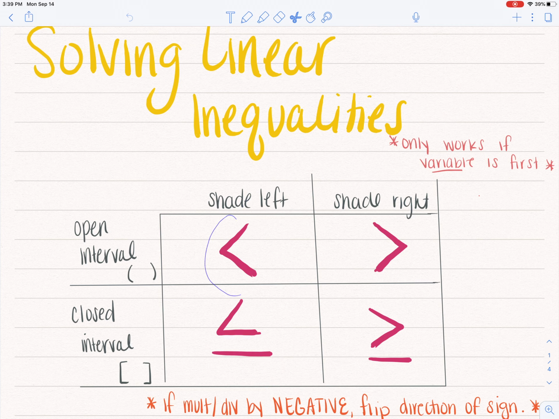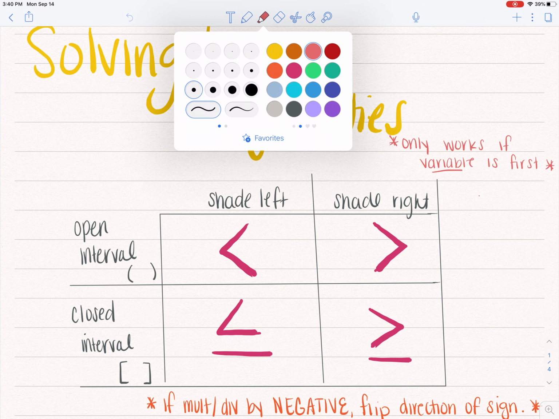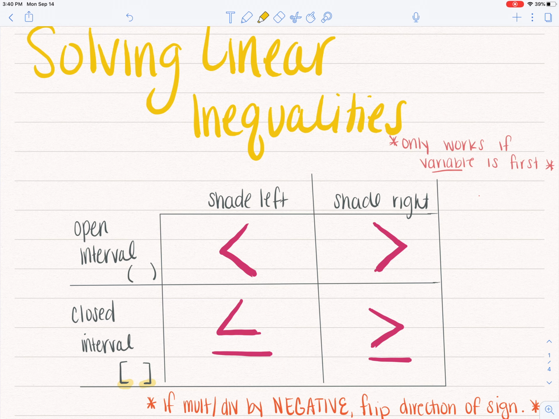If you have less than, you're going to shade left, and it's going to be a parenthesis. Same thing with less than or equal to, shade left, but with a bracket, a closed interval, and you can see the same thing for greater than or equal to. You will shade to the right and then either have a bracket or a parenthesis based on the specific inequality. Something to note: the bar underneath can be a reminder that for greater than or equal to or less than or equal to, you are going to have brackets on your graph.